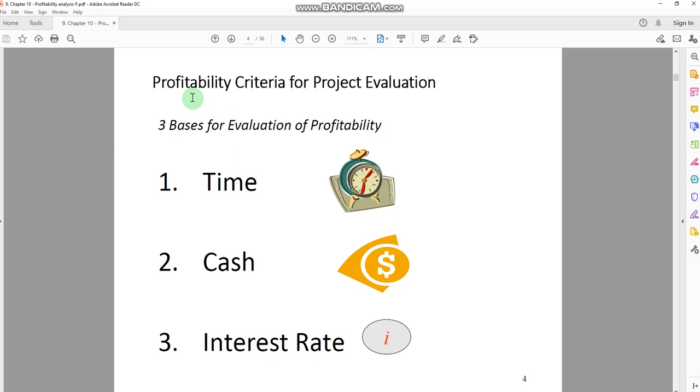Now, profitability criteria for project evaluation. There are three bases of evaluation. First one in terms of time, then in terms of cash, and then in terms of interest rate. So we will see all of these three evaluation bases for any project one by one.